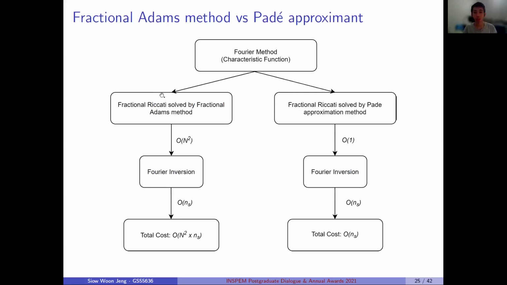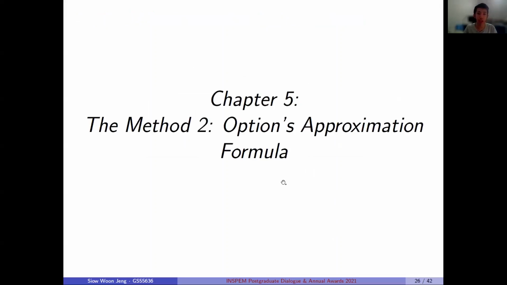So the computational methods based on the Padé approximation and the fractional Adams method are shown in this figure. On the left side, we can see that if the fractional Adams method is used to solve the fractional Riccati equation, we need O(N² × N_s) time complexity. Whereas if we use the Padé approximation method, we only need O(N_s) time complexity.